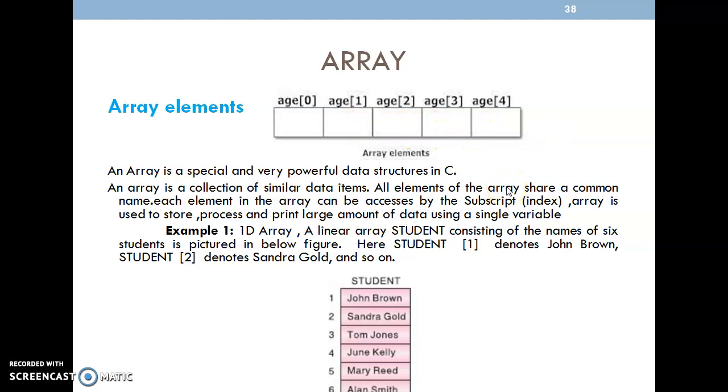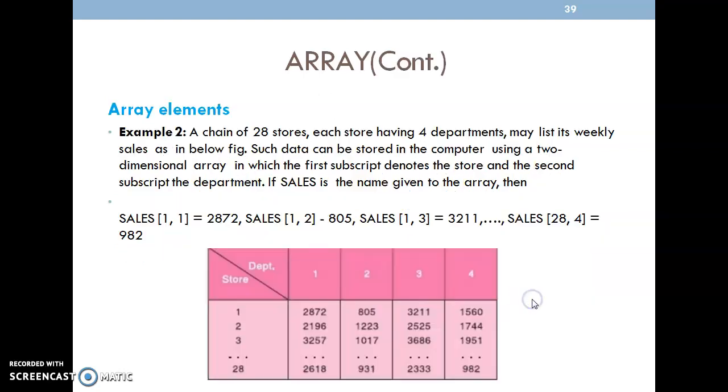Then this one you have already seen. This represents a two-dimensional array. Here I will be the row, J will be the column. Then the cell at I comma J, at that particular row and column, is where the value will be available.